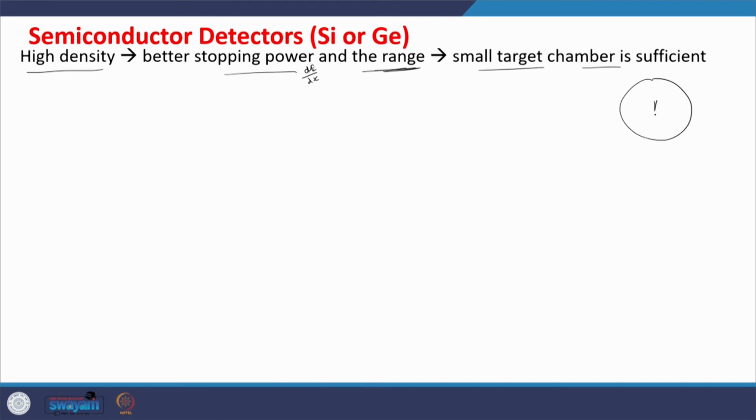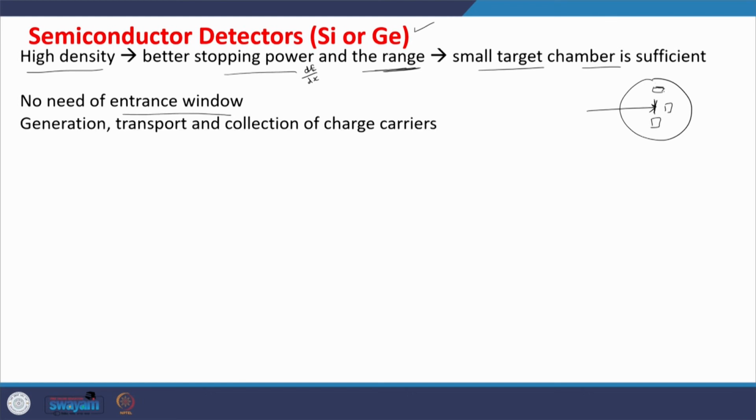So, that in the target chamber, when the incident beam reacts with the target material, you can keep the charged particle detectors. Of course, vacuum has to be created within the target chamber, because of the small value of the range of the charged particle. Now, I am discussing the importance of semiconductor detectors for charged particles. Unlike gas filled detectors, there is no need of entrance window. So, this is where the straggling within the entrance window can be avoided.